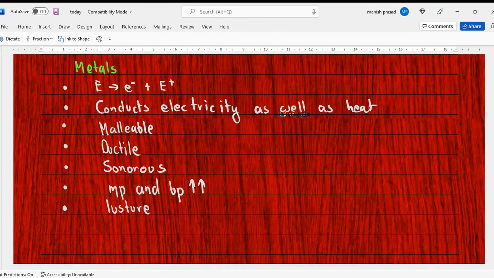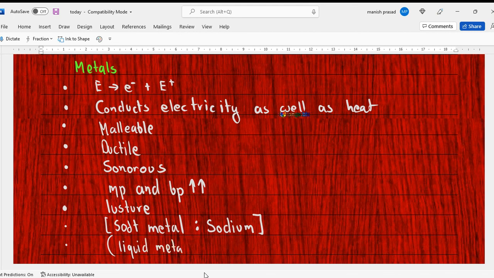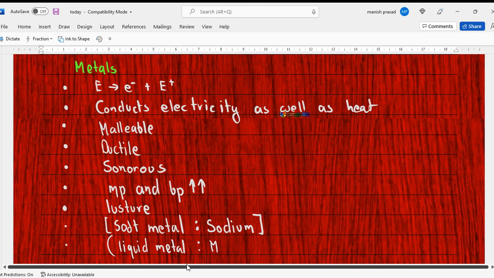Now, name a metal that is soft, not hard. Soft metal which can be easily cut with a knife. Sodium. Okay. Sodium and potassium are so soft that they can be cut with a knife. Okay. Name a liquid metal. Name starts with an M. Magnesium. No, it is used in thermometers. Oh, mercury. Yeah, mercury. Okay, so liquid metal is here.